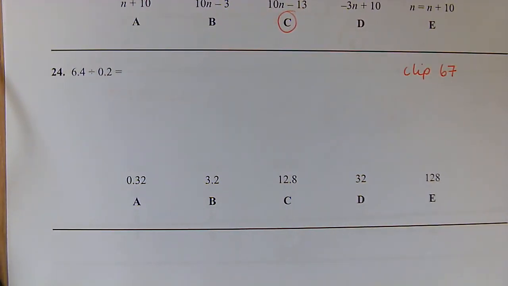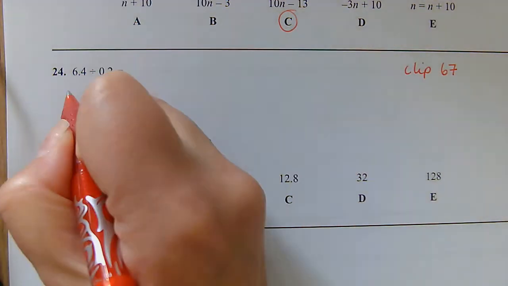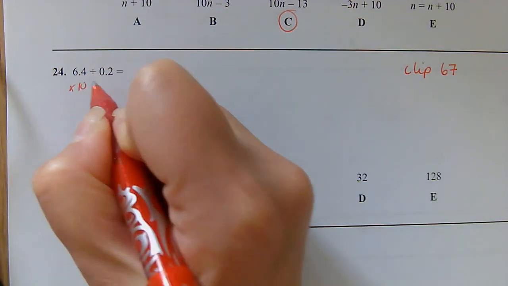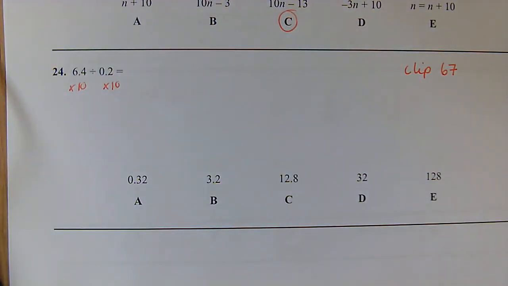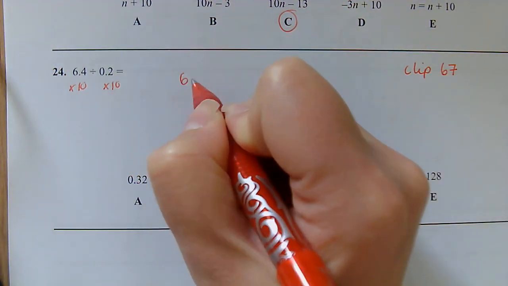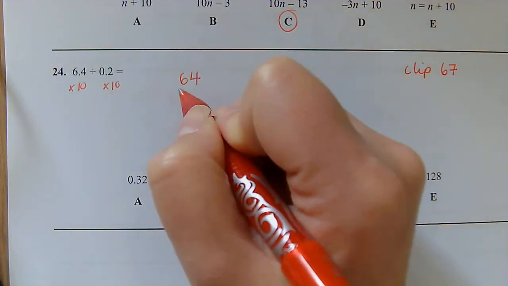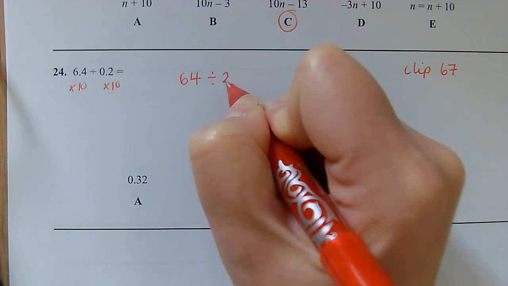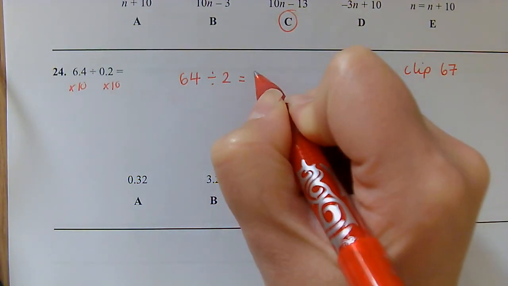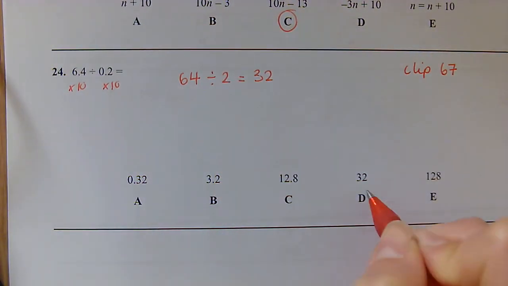We're dividing decimals this time. So in order to do this, I would multiply each of those numbers by 10. So then we're not actually dealing with any decimals. We end up with 64 divided by 2, which gives us 32. D.